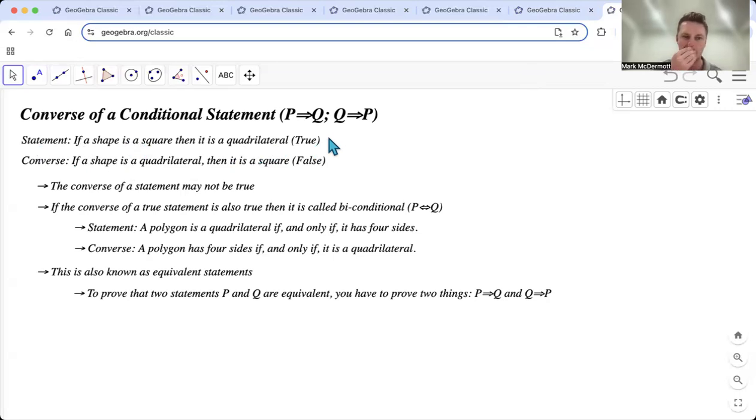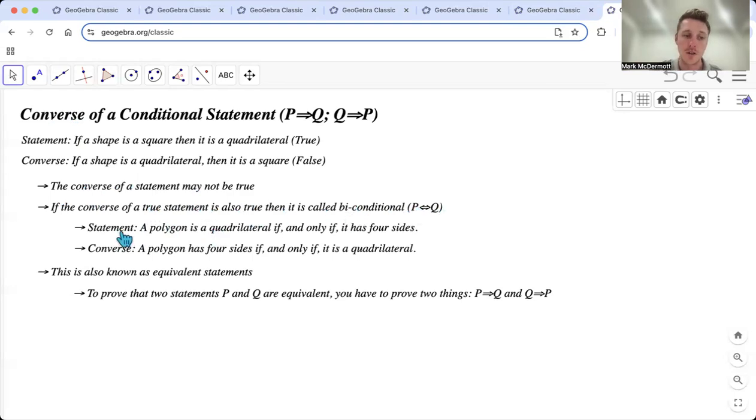If we take the converse, basically swapping them, then we get something that's false. But a true statement doesn't necessarily always become a false statement when we take the converse. So the converse of a statement may not be true. If the converse of a true statement is also true, then it is what's called biconditional. And this is the notation where we would use P implies Q, Q implies P.